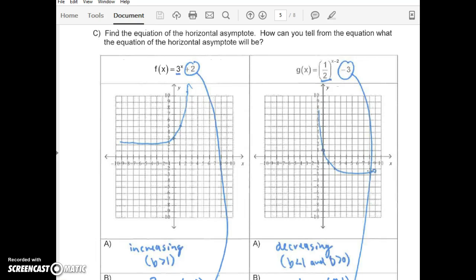It's all related to this number at the base, 3, or 1/2, or whatever the base happens to be. If the base is bigger than 1, every time we add another piece to it, we're going to be multiplying by a number bigger than 1. The number gets bigger. It's increasing. So this would be an example of an increasing exponential function that is also a growth function. Here's an example of a decay function that happens to be decreasing. That's because b is between 0 and 1.